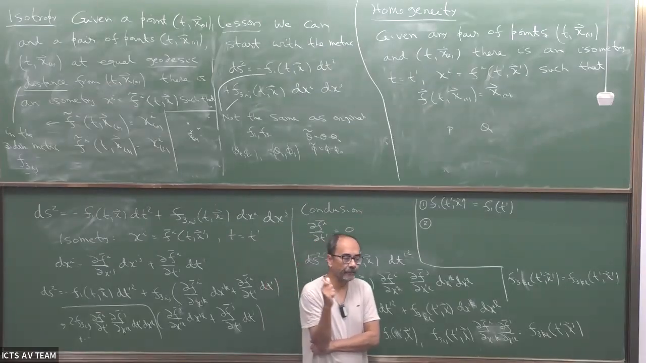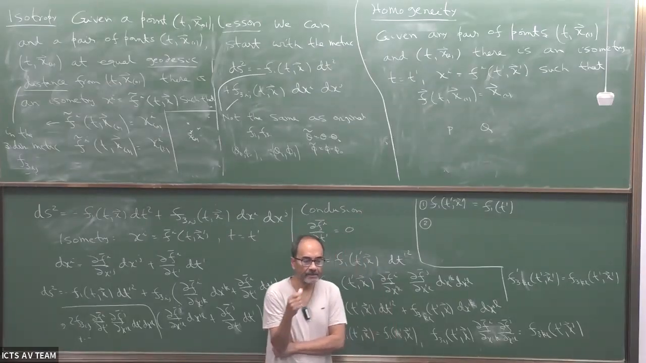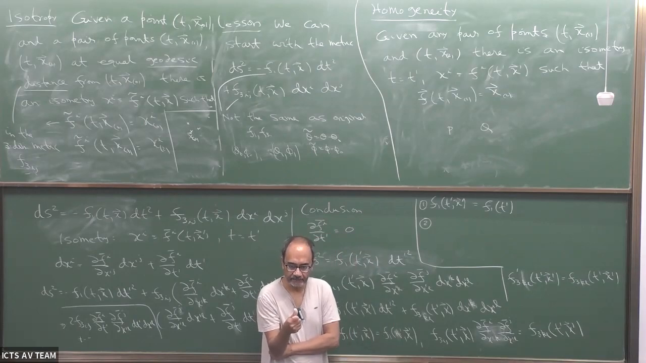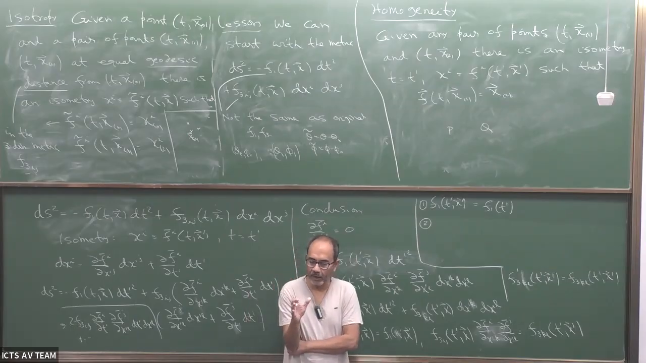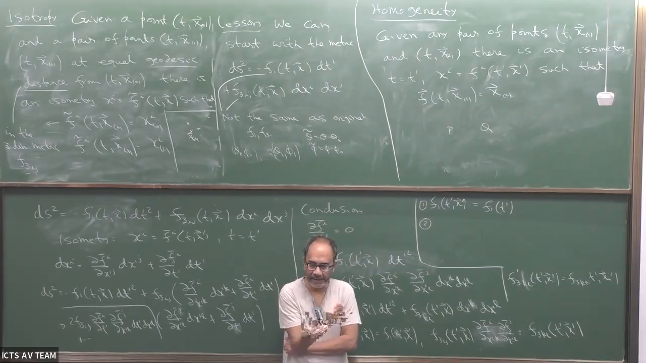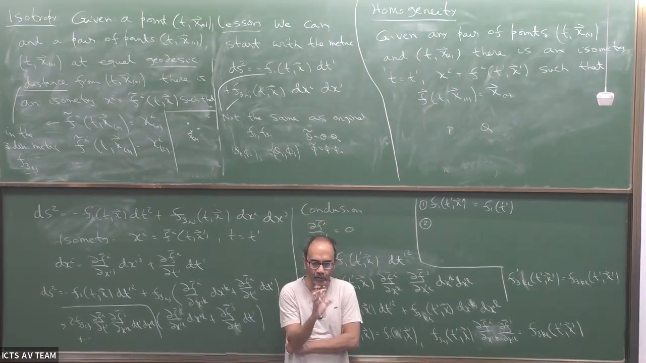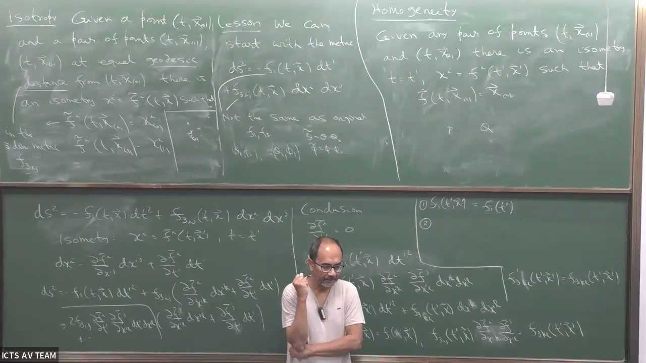Okay, and this is important because these metrics are completely classified. Because in 3 dimensions, once you have homogeneity and isotropy, right, homogeneity gives you how many killing vectors? Infinitesimal homogeneity, you can move in any of the 3 directions, so 3 killing vectors. Isotropy, the rotation group in 3 dimensions, is also 3 generators, right? So you have altogether 6 killing vectors.